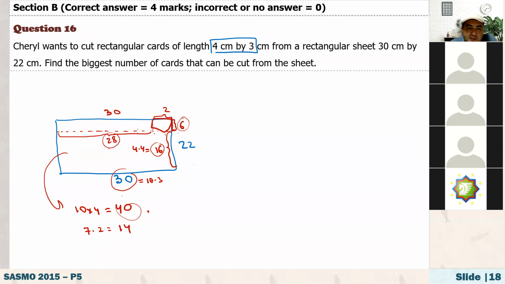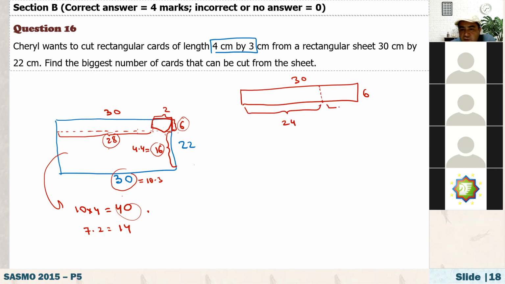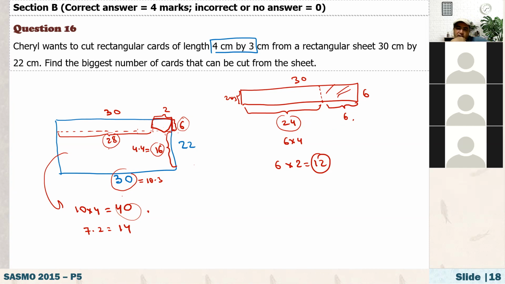Okay, 24. Let me cut like this. Here the strip is 30, and the width is 6. How about if I cut from here? This part is 24, and this one is 6. This 24, how many 4s do we have here? I have 6, 6 times 4. And this one is 6, I have 2 times 3, right? So that is 6 times 2, equal to 12. Now I have here 6 by 6, and I cannot divide this again because it's not divisible by 4.